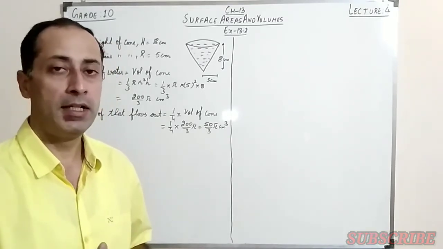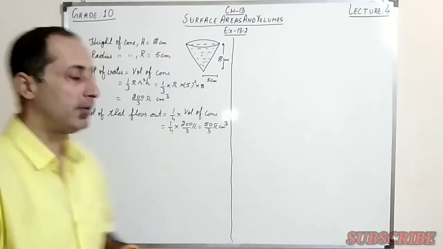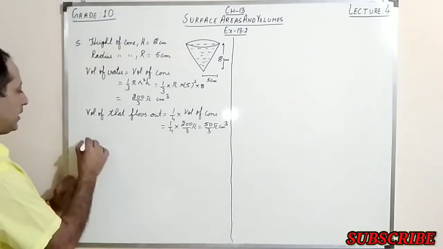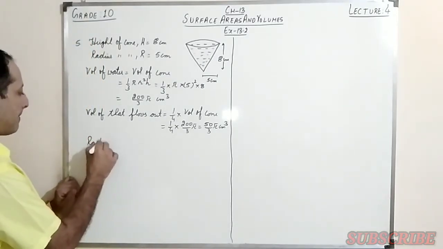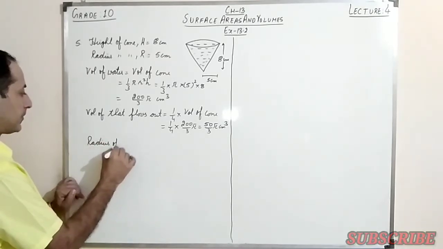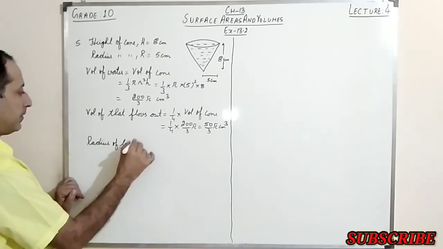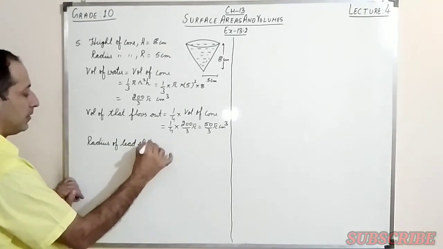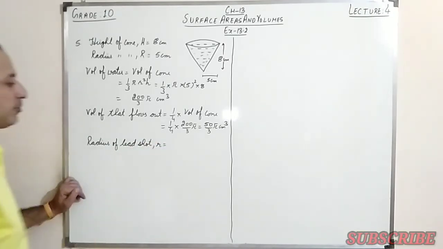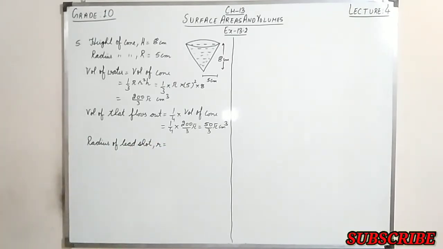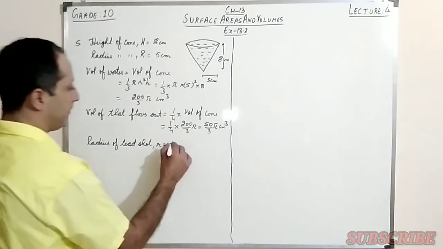Now, first of all, let's see what is the radius of the lead shot given. The radius of lead shot, small r, let's take it as smaller, is given as 0.5 centimeter.